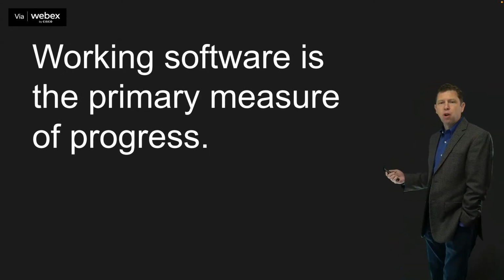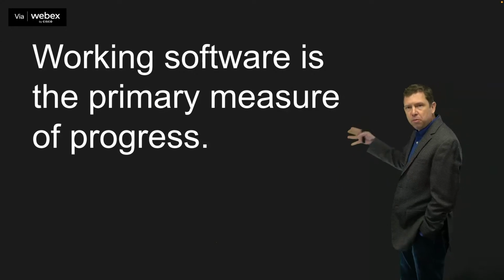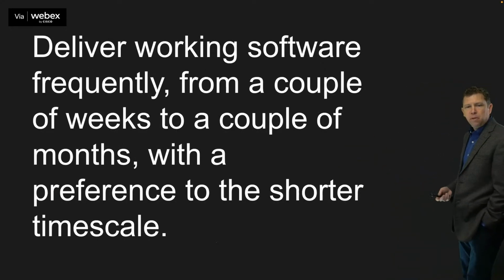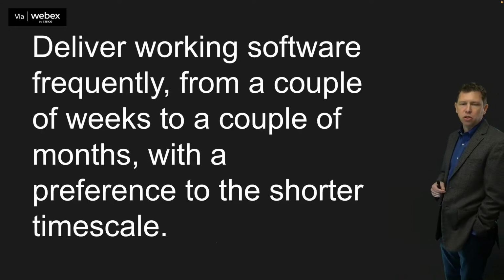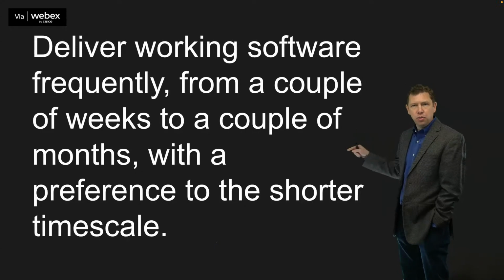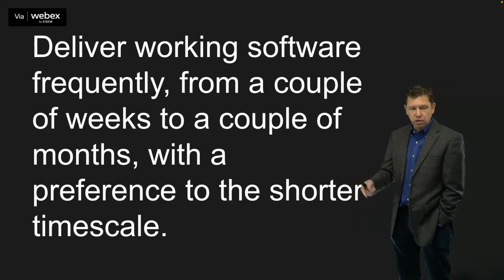Working software is a primary measure of progress. This is another goal that every Agile team should have. This should be driving the way the team behaves. Deliver working software frequently, from a couple of weeks to a couple of months, with a preference toward the shorter time scale. If you have an Agile team that is not trying to do this, they've got a different goal. They're headed in a different direction.